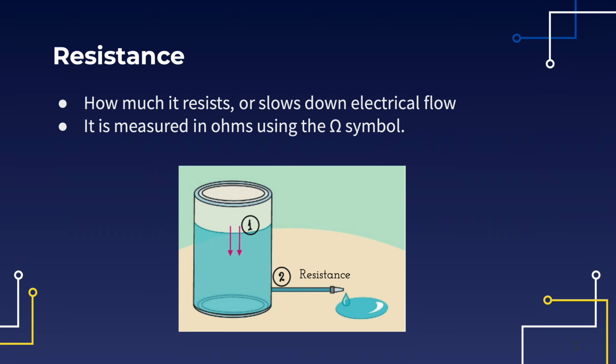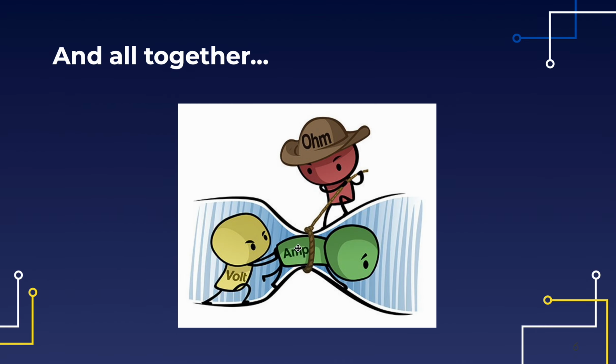What if you want to control the voltage though? That's when resistance comes in. Resistors or resistance controls how much electricity actually comes out and actually controls the amount of electricity that's being pushed through the circuit. And it's measured in ohms or the weird omega symbol. And all together with the ohm, the amp, and the volt, we can create a circuit.